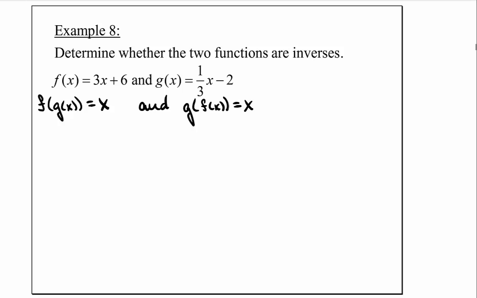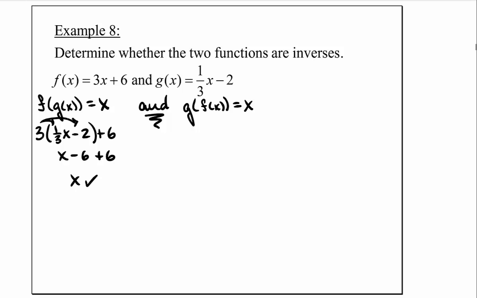So starting over here, that would be 3 times (1/3 x minus 2) plus 6, and then distribute, and hopefully this simplifies down to just x, and lo and behold, it does. Okay, so that's good, but we also have to check both.